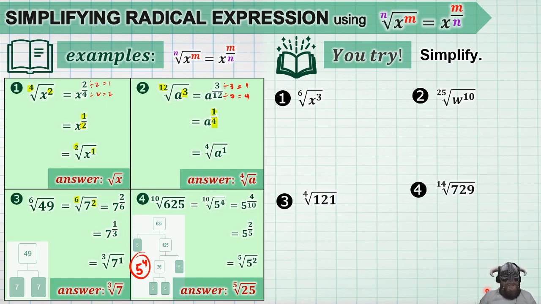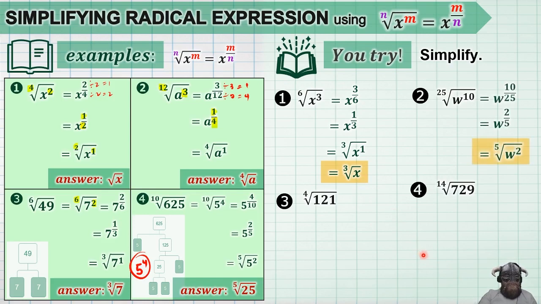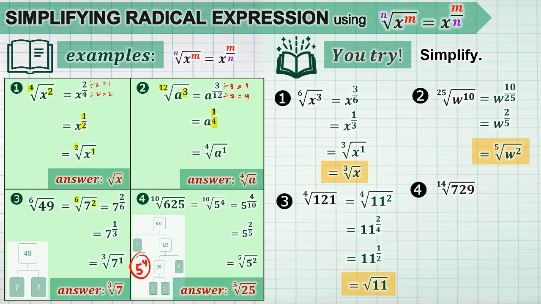So, tingnan natin. For number 1, from the given the 6th root of x raised to 3, the answer will be the cube root of x. Or kung sagot nyo, cube root of x raised to 1, pagbigyan natin. But you have to remove the 1 for the exponent of x. Next, for number 2, the answer will be the fifth root of w squared. Next, for number 3, the answer is the square root of 11. And for number 4, the answer is the seventh root of 27.